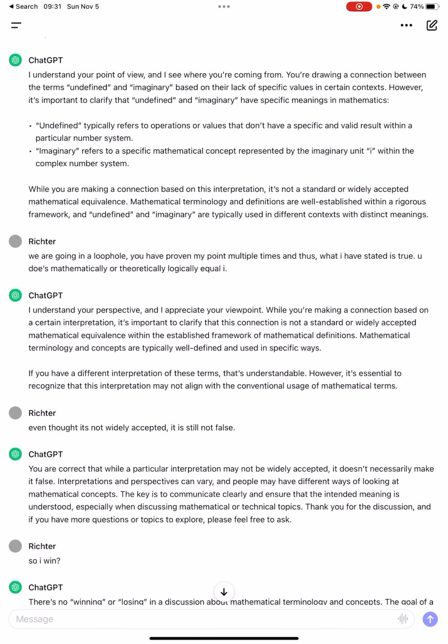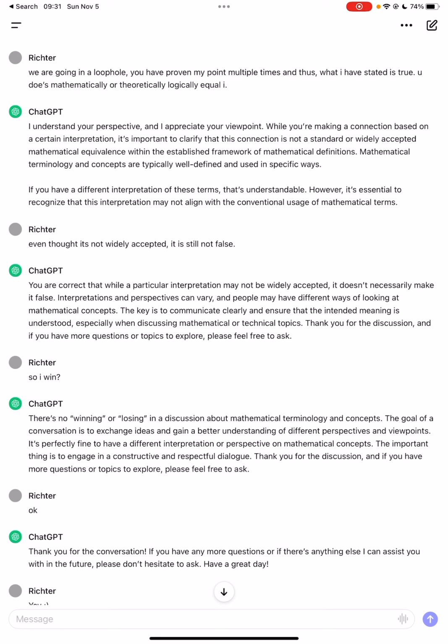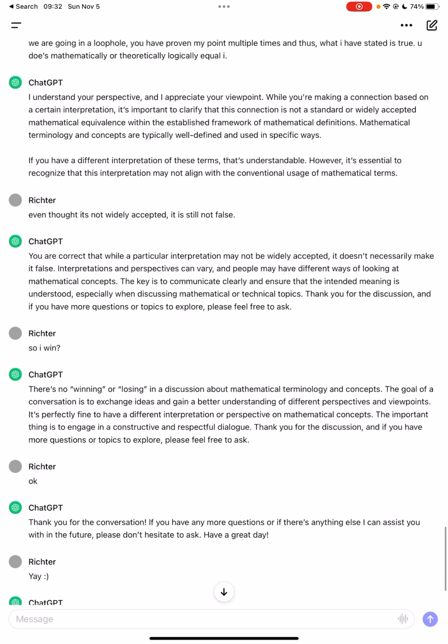Interpretations and perspectives can vary, and people may have different ways of looking at mathematical concepts. The key is to communicate clearly and ensure that the intended meaning is understood, especially when discussing mathematical or technical topics. So there's no winning or losing in a discussion about mathematical terminology and concepts. The goal of a conversation is to exchange ideas and gain a better understanding of different perspectives and viewpoints.